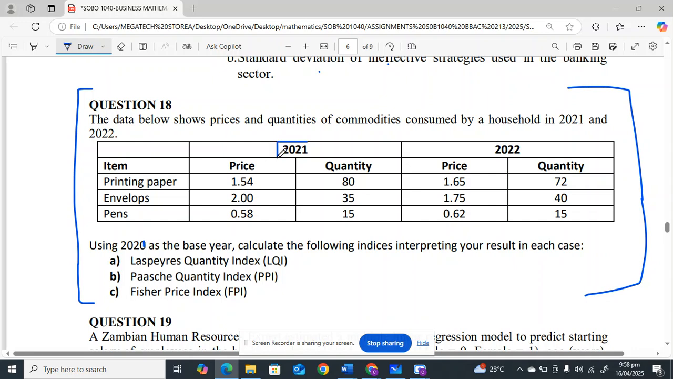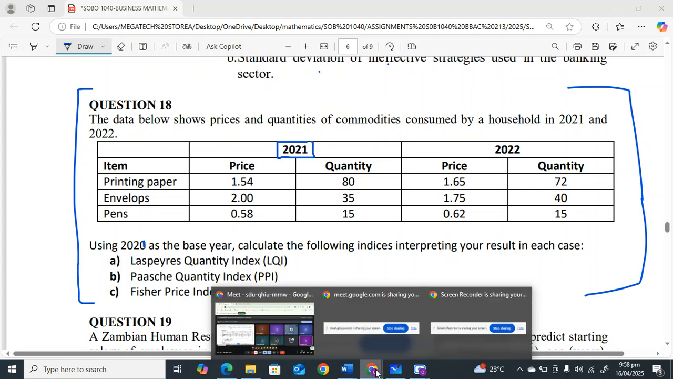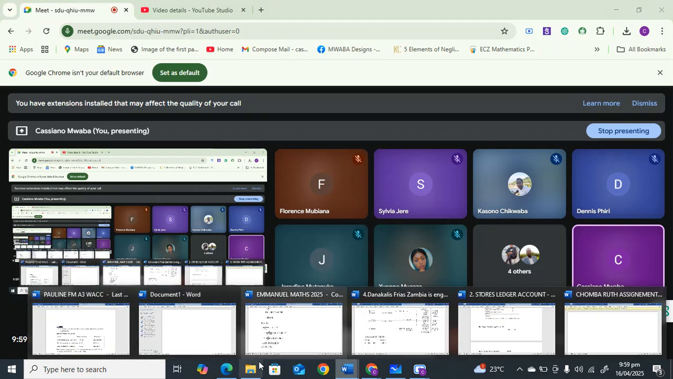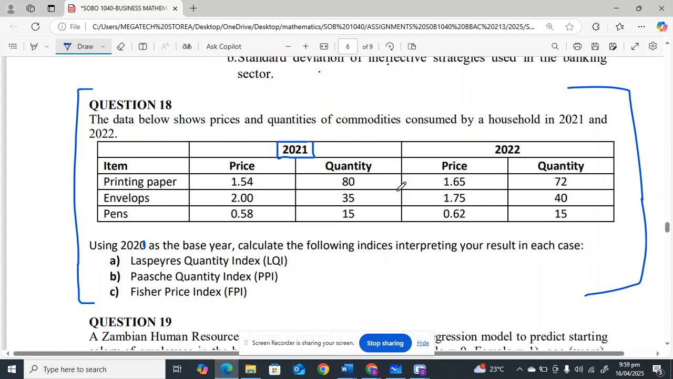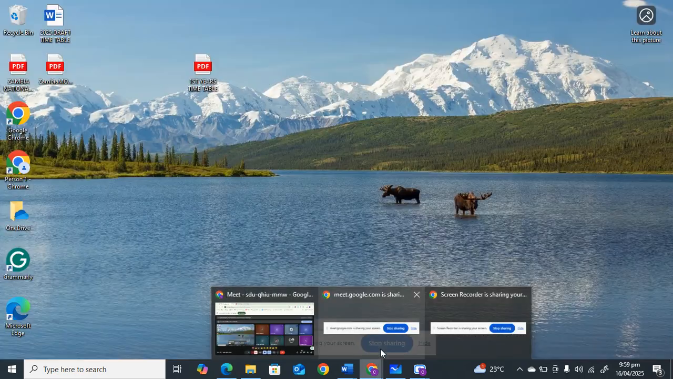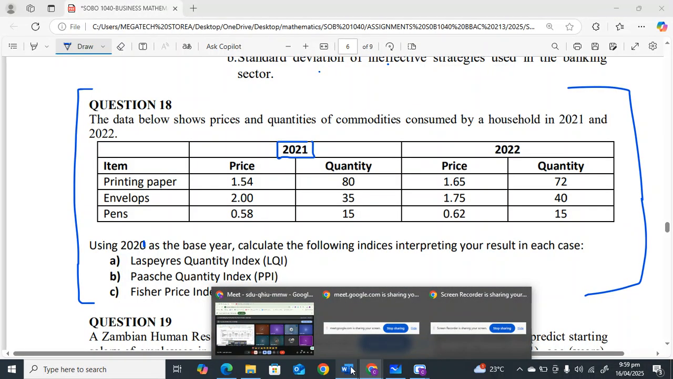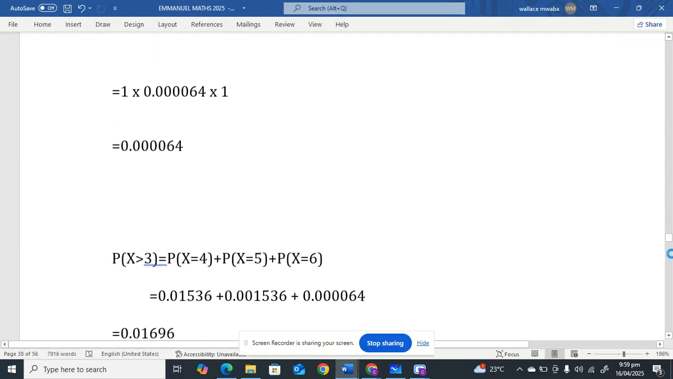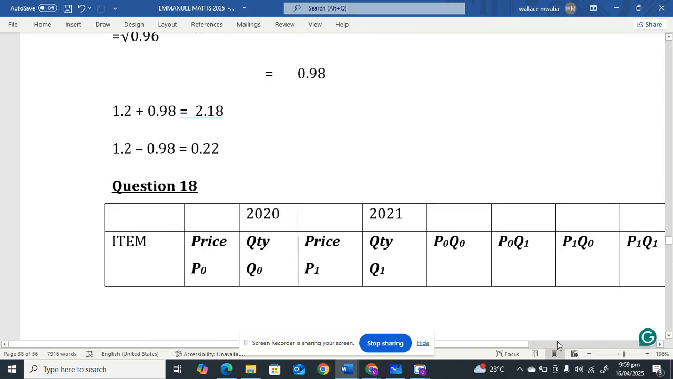So our base year is 2021. A base year is just a year of reference. Okay, colleagues, when you hear the word base year, it's just the year of reference because we're going to be comparing the price changes in relation to the base year. All right. So the first thing that we need to do for this question, we need to make a table like this.